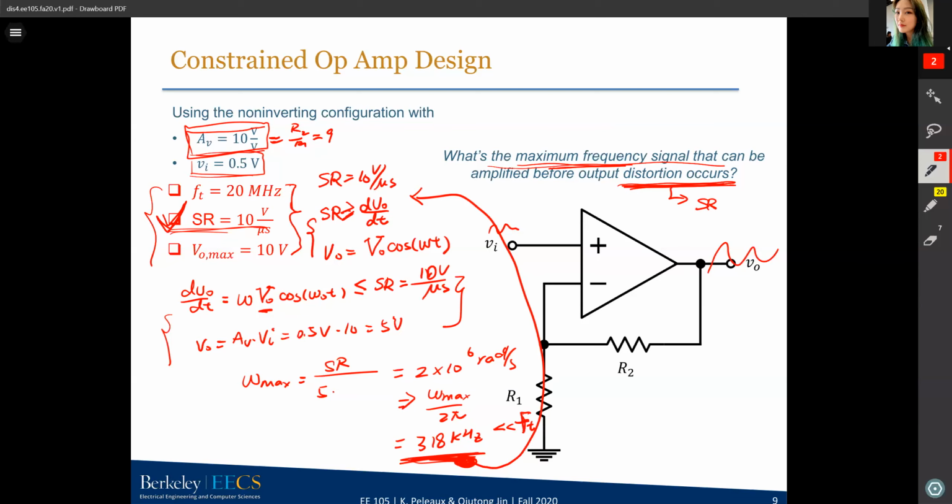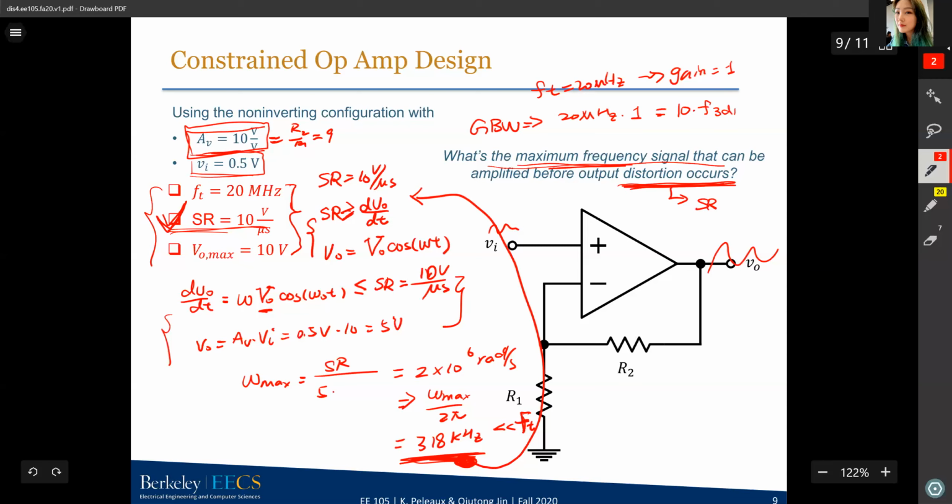If we have F_T equals 20 megahertz, this is the unity gain frequency, meaning the gain equals 1. So what's the 3 dB bandwidth, the cutoff frequency? We can use the GBW. The gain bandwidth product is a constant. So 20 megahertz times 1 equals the closed loop gain 10 times F 3 dB. So your 3 dB bandwidth is actually 2 megahertz.